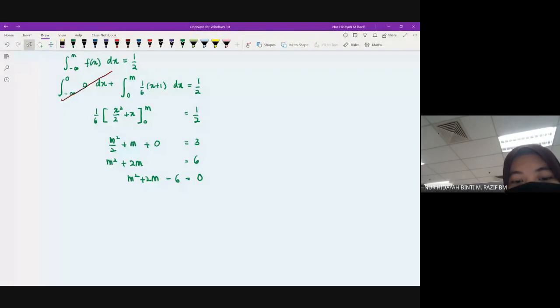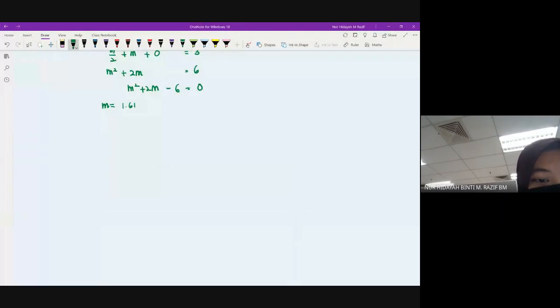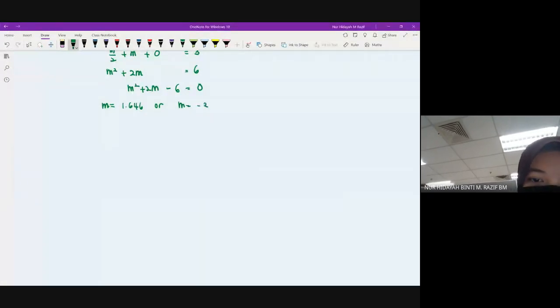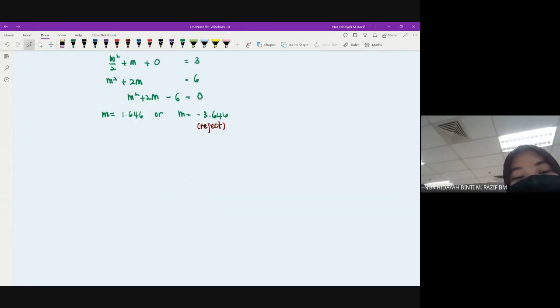We can factorize this. So bila you factorize guna calculator, you get m is equal to, nilai yang pertama adalah 1.646 ataupun m adalah bersamaan dengan negatif 3.646. Okay, so bila kita buat macam ni, you can see kita akan reject yang ni sebab in this case saya consider m di antara 0 dan 2, yang ni negatif 3, so memang kita tak ambil. So dari sini kita boleh terus buat conclusion m is equal to 1.646 since m berada di antara 0 dan 2.